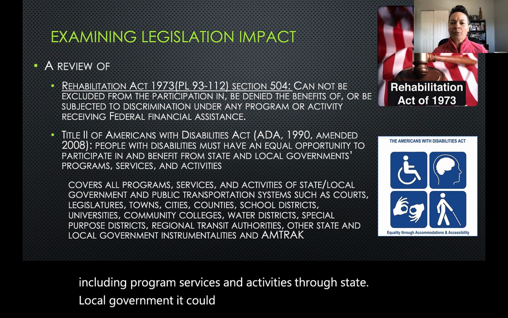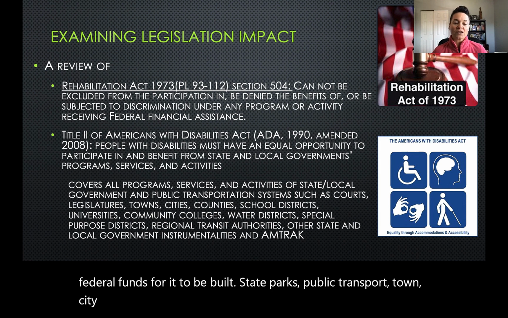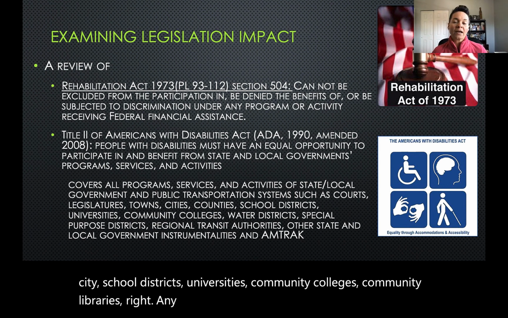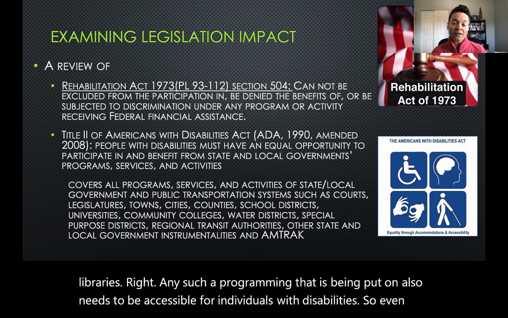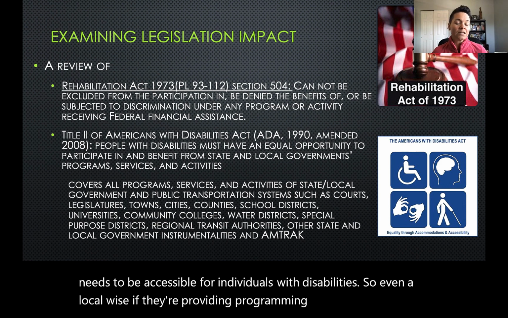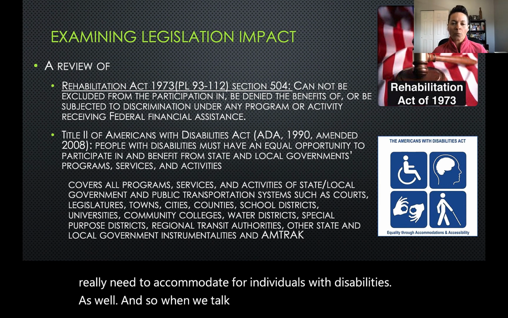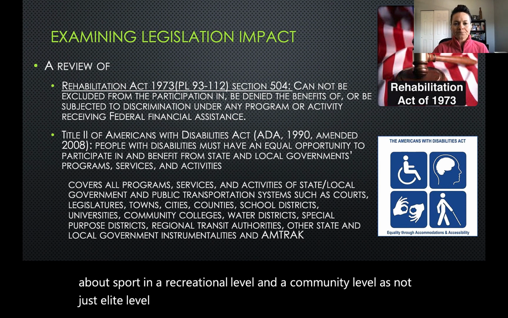It could be public playgrounds that receive federal funds for it to be built, state parks, public transport, towns, cities, school districts, universities, community colleges, community libraries, right? Any such programming that is being put on also needs to be accessible for individuals with disabilities. So even locally, if they're providing programming, they really need to accommodate individuals with disabilities as well. And so when we talk about adapted sport, we also talk about sport at a recreational level and a community level as well, not just elite level sport.